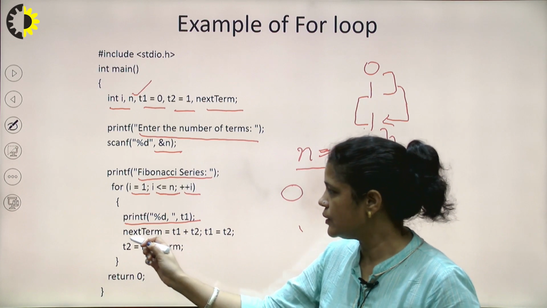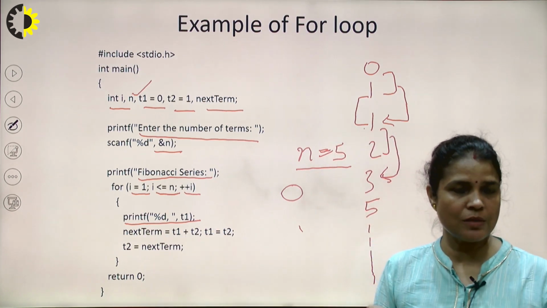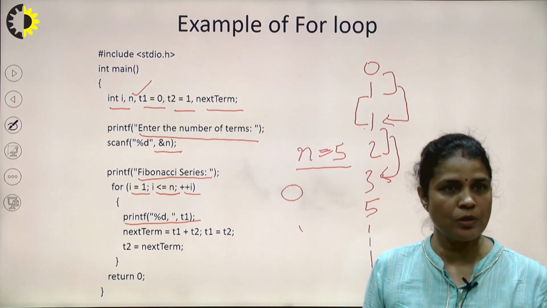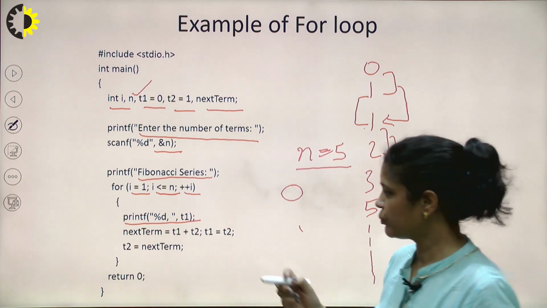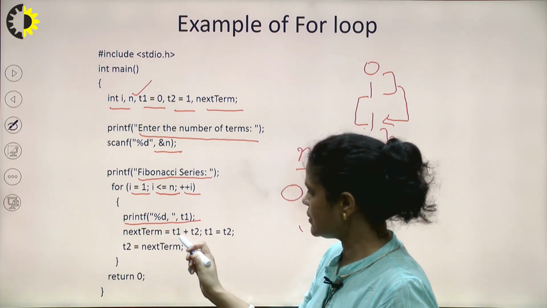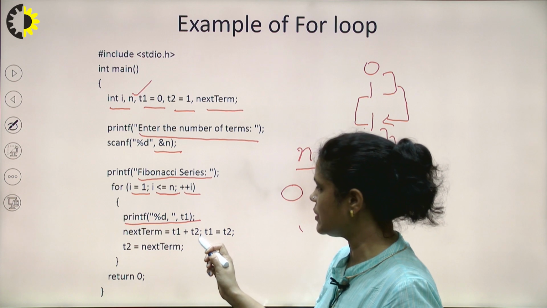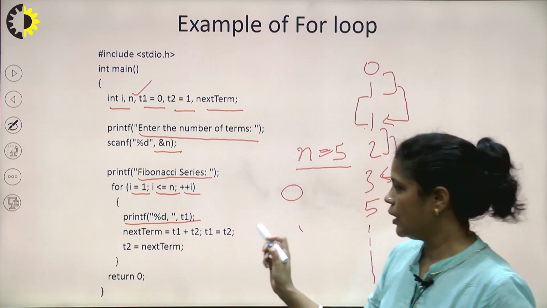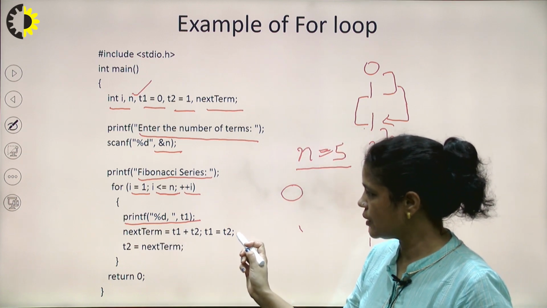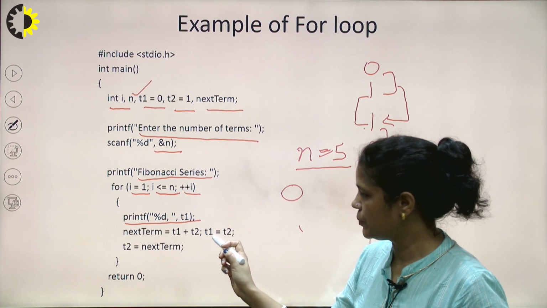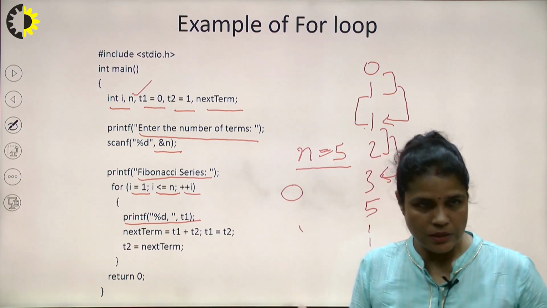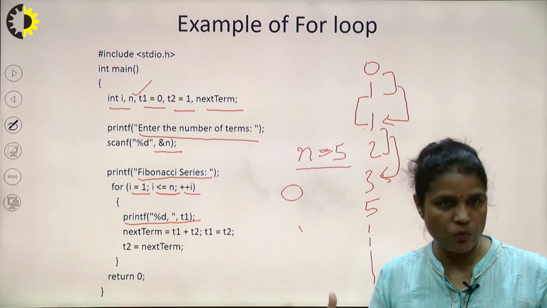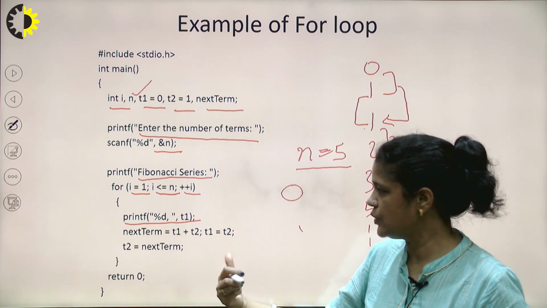And then the next term will be calculated. The next term will be the sum of the previous two terms, meaning T1 and T2. So the next term is 0 plus 1, which means 1. Now T2 is assigned to T1. Now what is in T1? 1, because 1 was in T2.